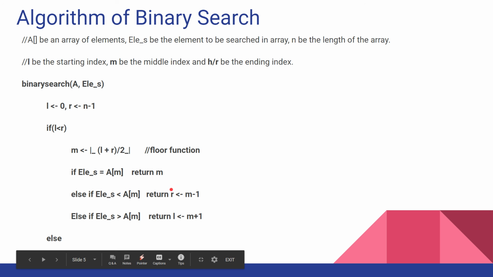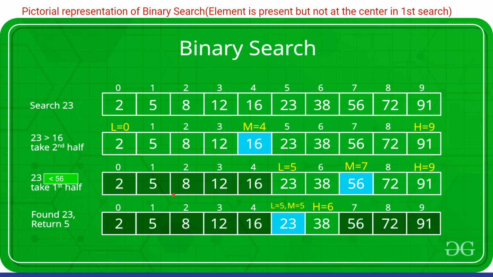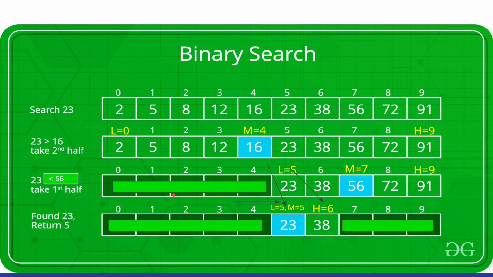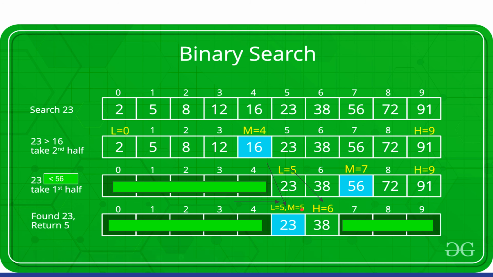So now we have to update the value of R, but not the value of L. As the middle index is 7, 7 minus 1 is 6, so R becomes 6. As you can see, L remains 5 and H turns to 6. Now we have to find the value of the middle index using the formula floor of (L plus R) by 2. So L plus R, that is 5 plus 6, is 11, by 2 is 5.5, and floor of 5.5 is 5.